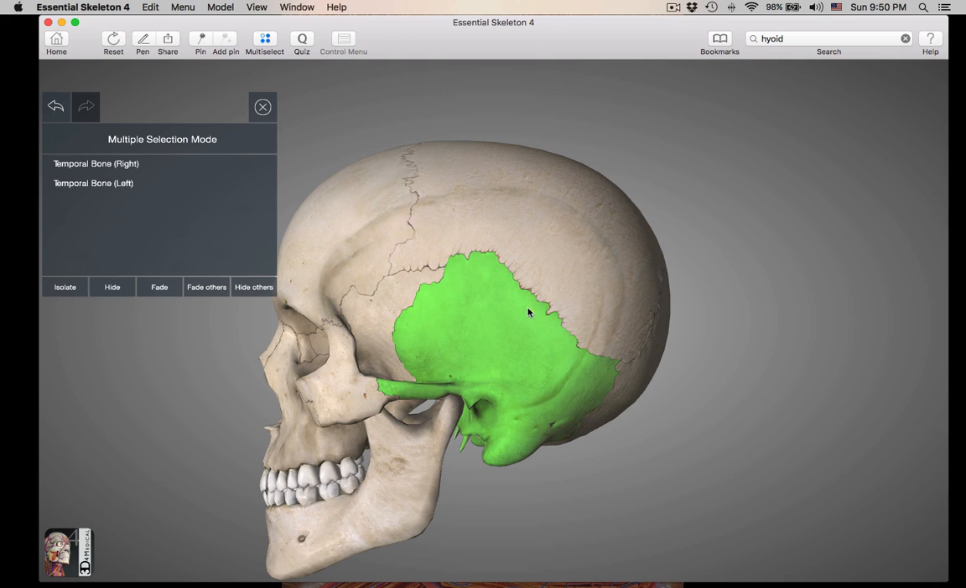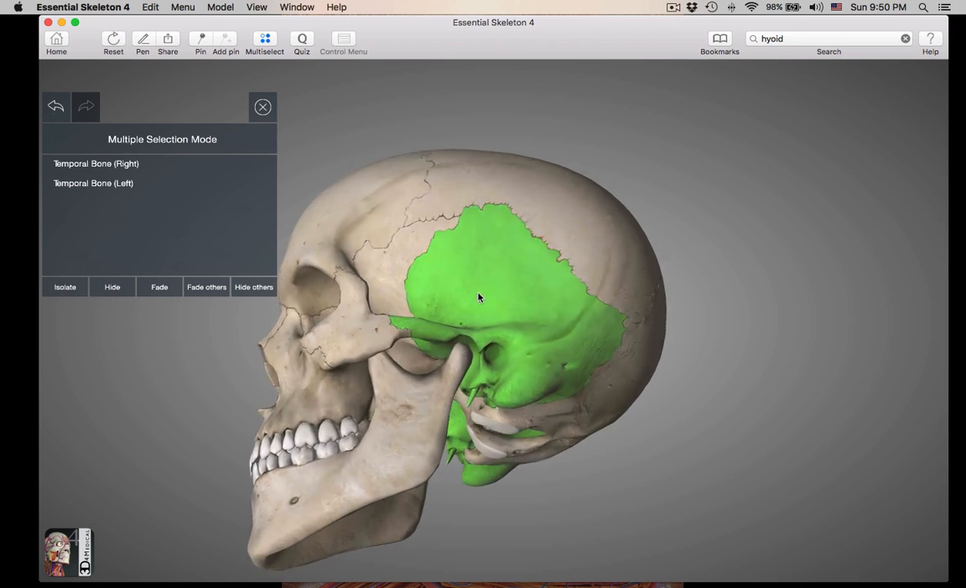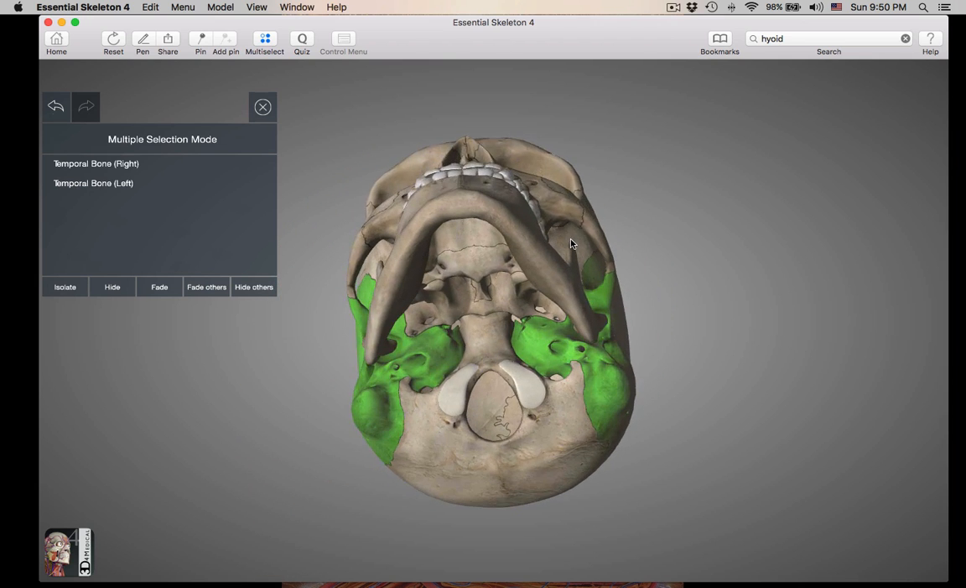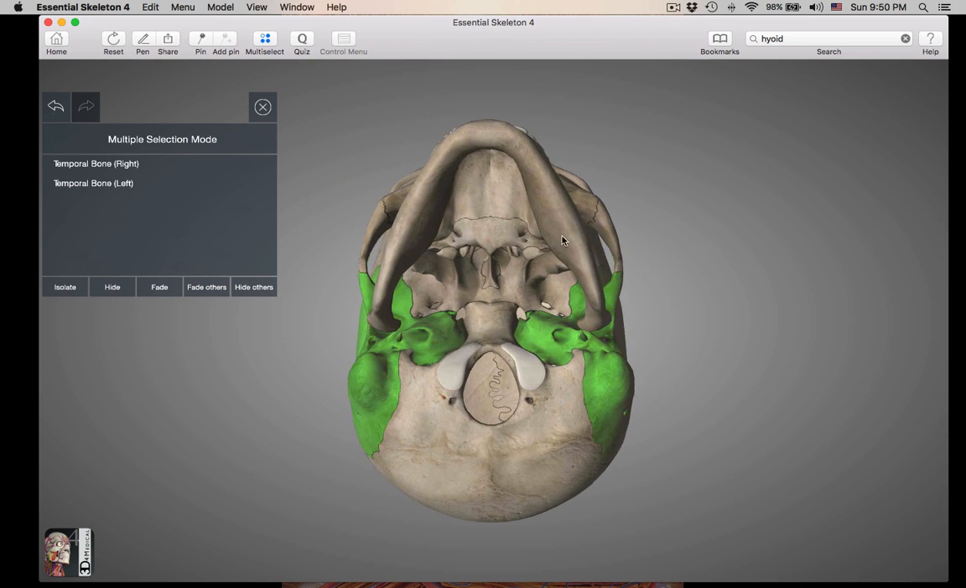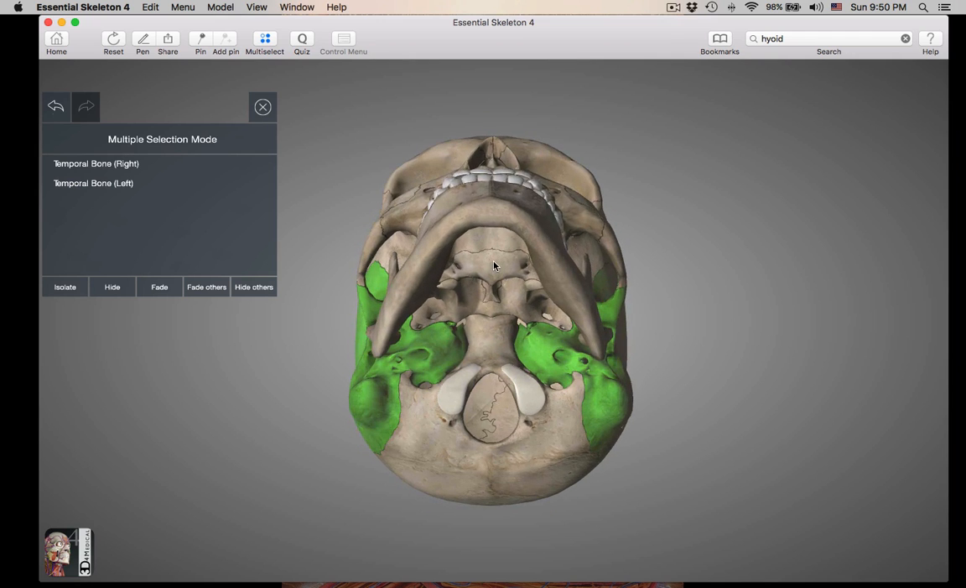So the squamous portion of the temporal bone, this is the squamous suture. The squamous suture is connecting the temporal bone to the parietal bone. And then we have a carotid canal that's going to be on the bottom side. We have a carotid canal and we have a jugular foramen.